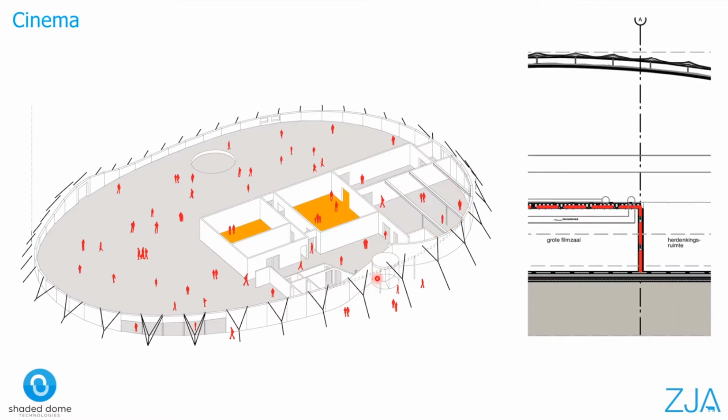The start of the permanent exhibition begins with a visit to the cinema, where the visitor is introduced to the theme and background of the exhibition. This space is completely closed off from the dome to ensure that the sound and atmosphere is shielded off from the rest of the museum.